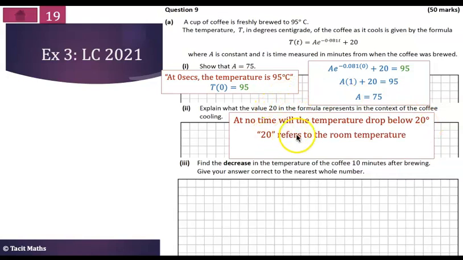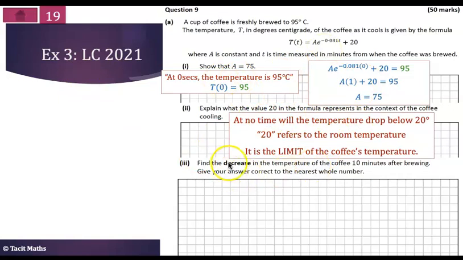You could say that 20 refers to the room temperature at this stage, or if you wanted to get mathematical about it, the limit of this function is 20 degrees, right? It's never going to go below 20 degrees. No matter how big my value for t is, 20 is my limit, right? So it's the limit of the coffee's temperature, or the limit of this function. Okay, so those two were worth 5 marks each. I'll show you the marking scheme now in a second.